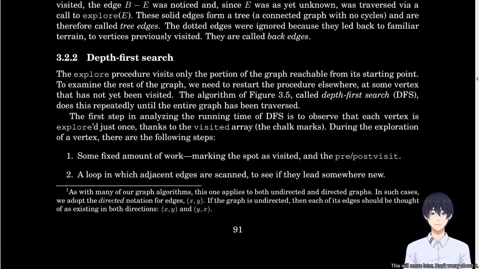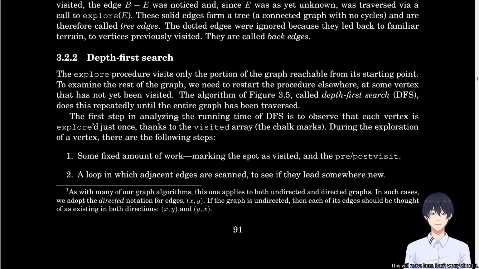This explore visits only a portion of the graph reachable from its starting point, so it's not going to examine the whole graph. It's not guaranteed to examine the whole graph. We need to restart the procedure elsewhere at some vertex that has not yet been visited. The algorithm of 3.5 is called depth first search. Okay, so explore is not depth first search. It's maybe like a part of depth first search. Does this repeatedly until the entire graph has been traversed.